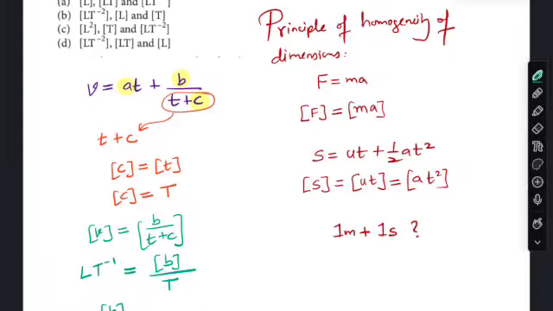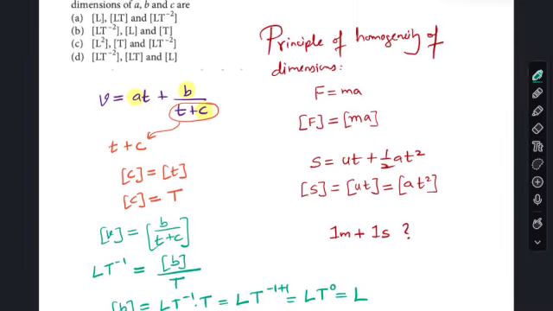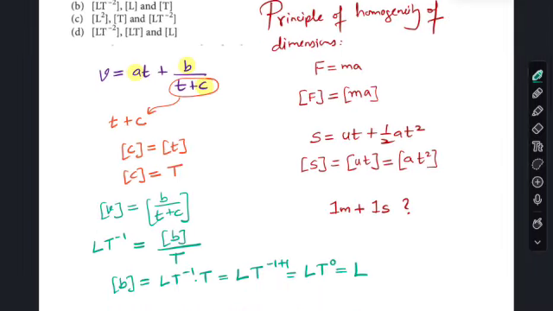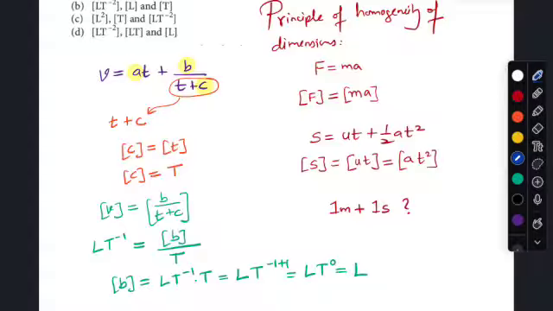So all that remains is for you to cross multiply: LT^-1 times T, which is LT^-1 plus 1, which just becomes LT^0, or just L. That means B has the dimensions of length. And finally, we need to figure out the dimensions of A.